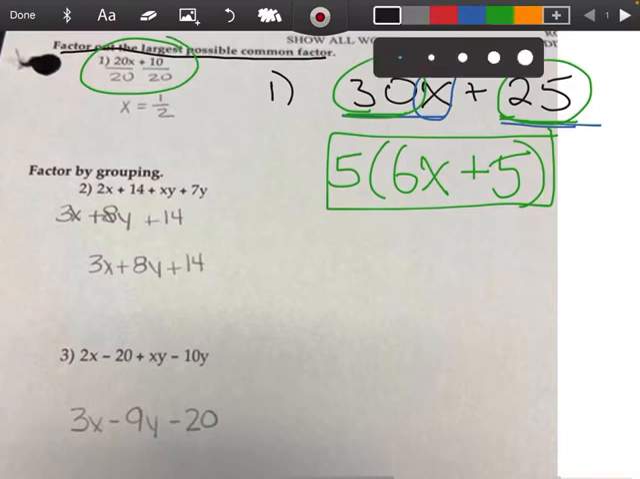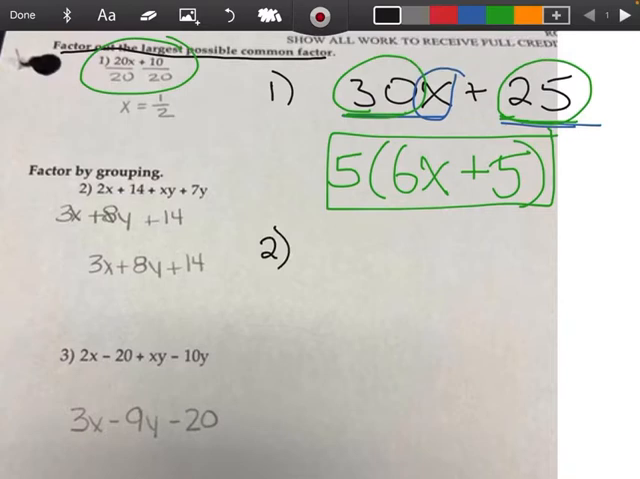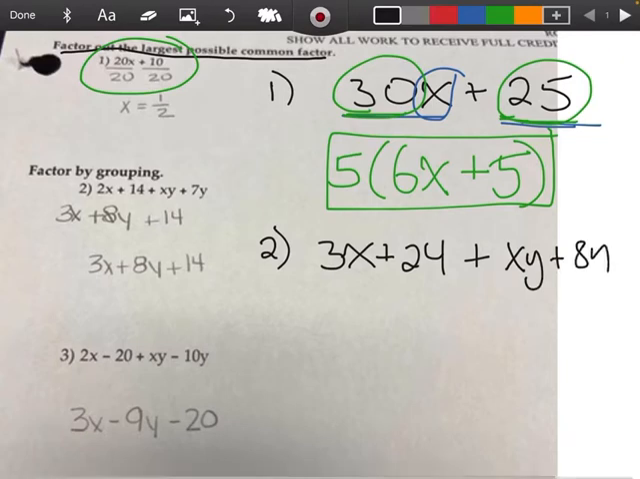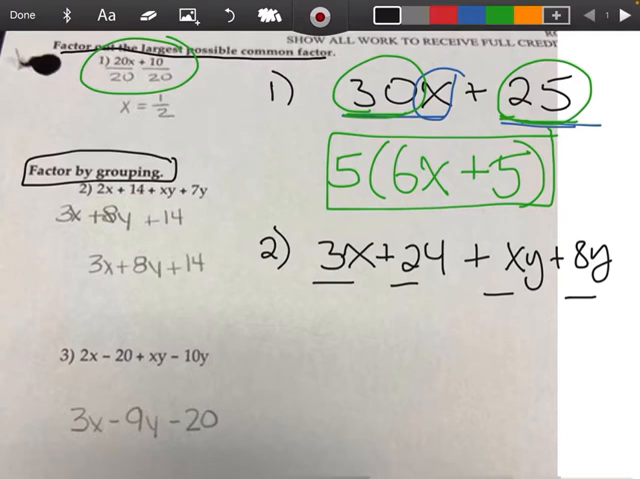And so now let's do something similar to number 2. Okay, so number 2, I'm going to change this to 3x plus 24 plus, let's say, xy plus 8y. Okay, and the directions here are telling me to factor by grouping. So the idea of grouping says there should be 4 pieces, and we have 4 pieces. So what we do is we look at the first 2. So I don't even acknowledge the second 2 pieces at the end. I'm just looking at 3x plus 24.